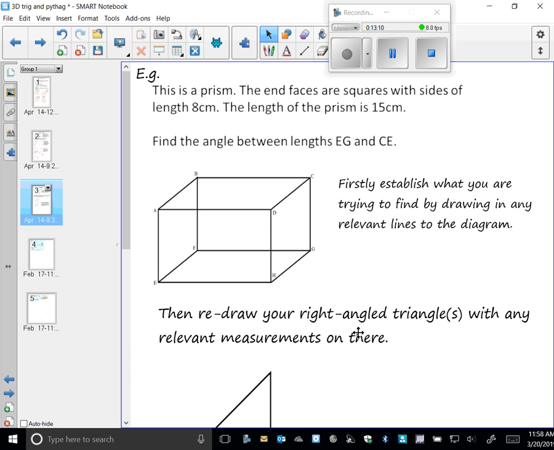Right, so this is a prism. The end faces are squares, so they told us that they are squares. We know squares have equal side lengths. And they told us those sides are 8 centimeters. The length of the prism is 15. So we know that these bits here at the end are 8. If you want to label all of them, you can. And I know that this bit here is 15. If you wanted to label those two as well.